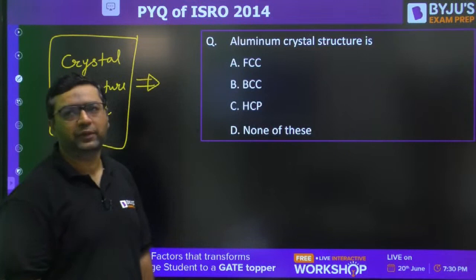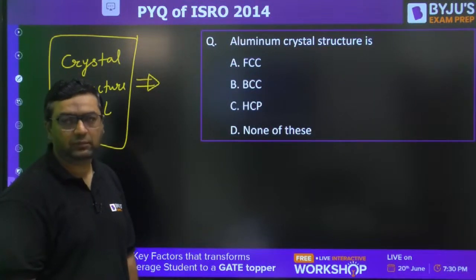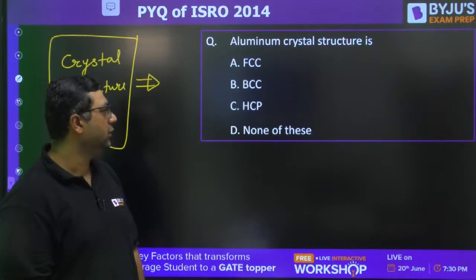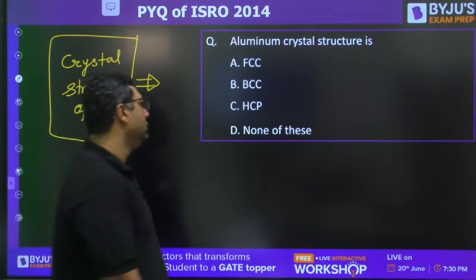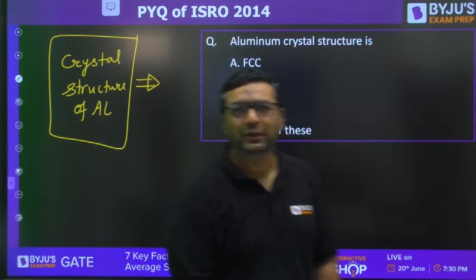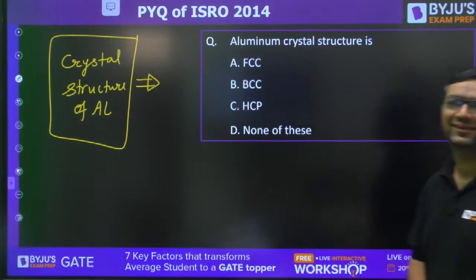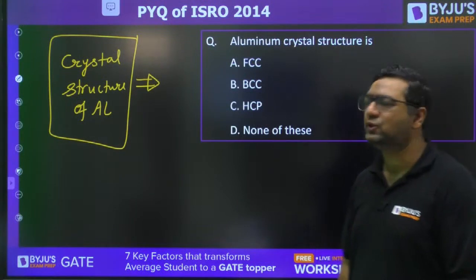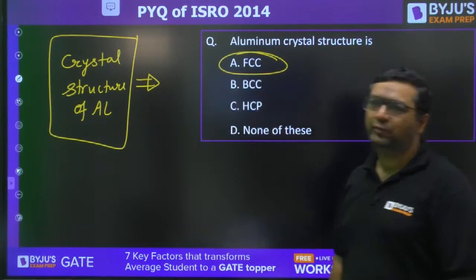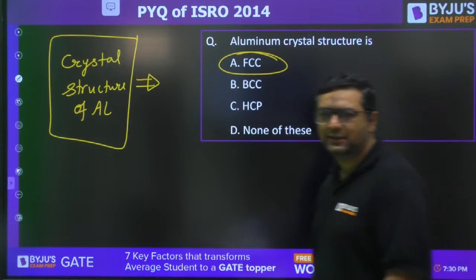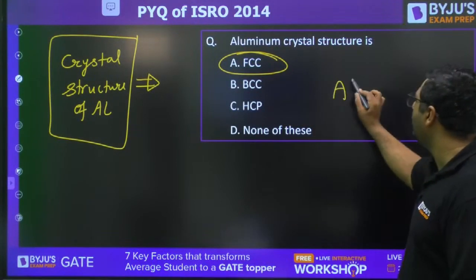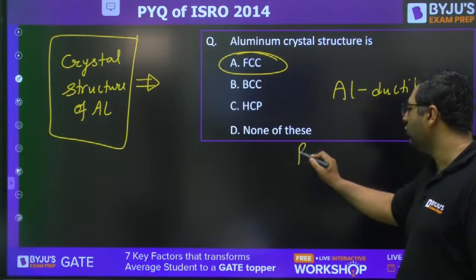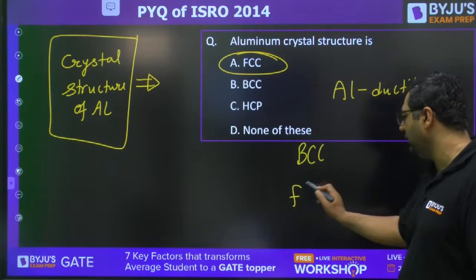Crystal structure of aluminium. Very good. Harish is saying the correct answer. Hemant also. Dear FCC, aluminium is FCC, aluminium is not BCC. Arre bhai, aluminium is known for ductility, na? So I am telling you, if you do not remember, always remember one thing.